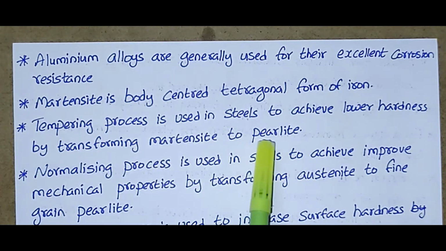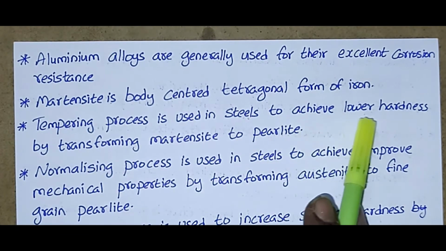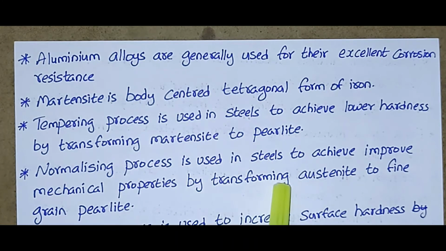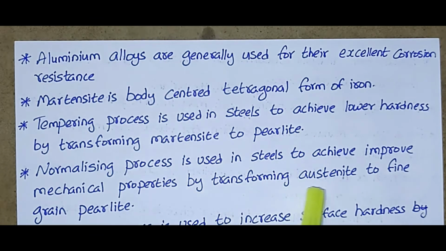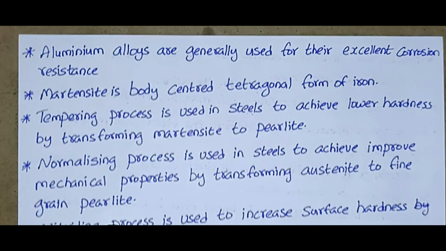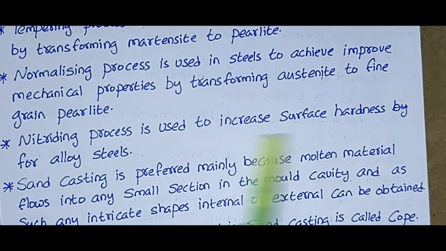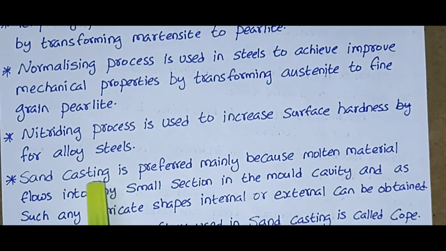Tempering process is used in steels to achieve lower hardness by transforming martensite to pearlite. Normalizing process is used in steels to achieve improved mechanical properties by transforming austenite to fine grained pearlite. Nitriding process is used to increase surface hardness for alloy steels.